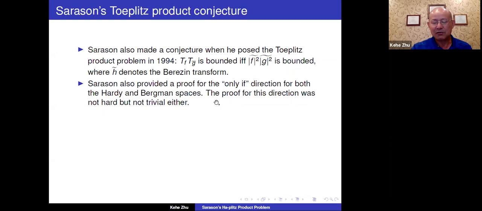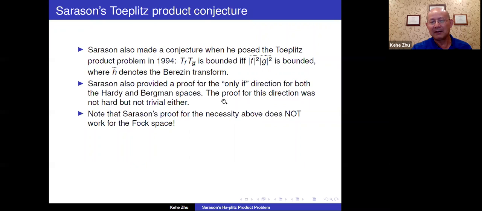before I talk about the results, I want to mention that the short proof that Sarason gave for the only if part actually does not work for the Fock space. He needed to use something very specific about the Hardy space and the Bergman space. And if you look carefully, what he used over there is no longer true for the Fock space. So if you look at Sarason's conjecture for the Fock space, initially both directions are not clear. All right.